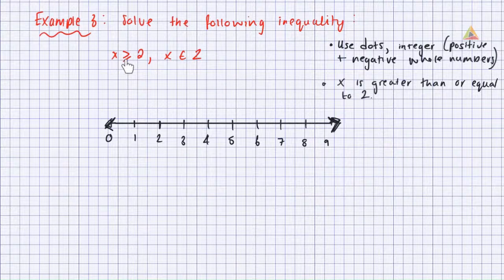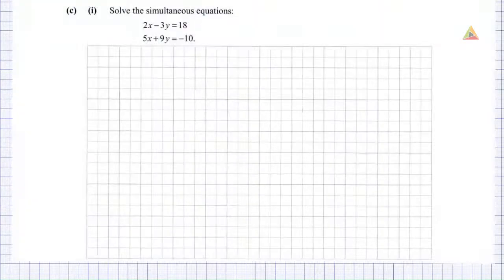Now x is greater than or equal to 2. That means we're going to be including 2. So I'm going to colour in 2, and I'm going to colour in all the dots that are greater than 2, all the way up to the arrow. That's it. So they're relatively straightforward. It's just breaking down exactly what you're being asked. So you can see now why knowing the 3 different sets, so integers, natural numbers and real numbers, are so important. Okay, so we're going to do an exam question now based on simultaneous equations first of all, and then we're going to do an inequality.